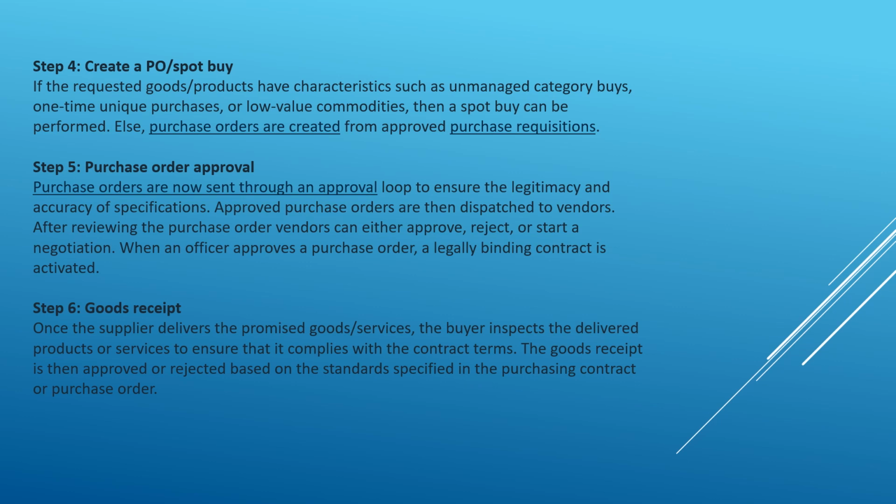So once a supplier delivers the promised goods or services, the buyer inspects the delivered products or services and ensures that they comply with the contract terms. The goods receipt is approved or rejected based on the standards specified in the purchasing contract or purchase order.